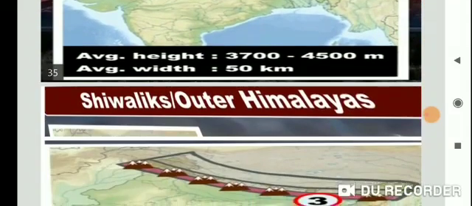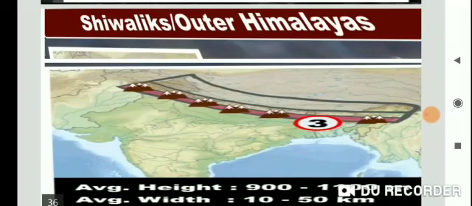Now next, the Shivalik, or Outer Himalayas. This is the outermost range of the Himalayas, with height varying between 900 and 1100 meters. See in this map, this is the outermost range of the Himalayas, with height varying between 900 and 1100 meters, and the average width is 10 to 50 kilometers.